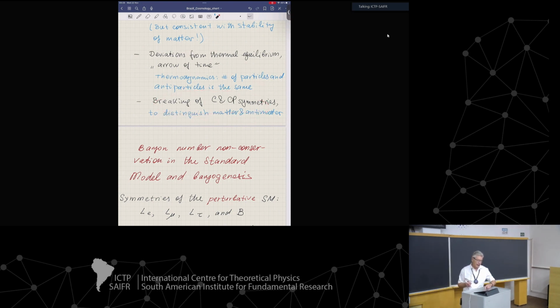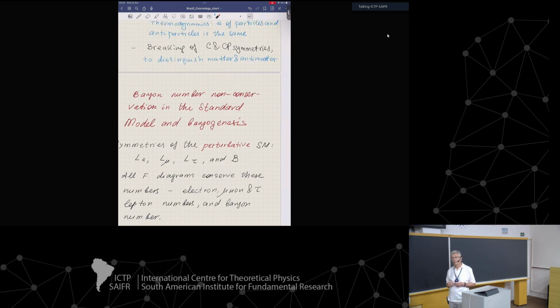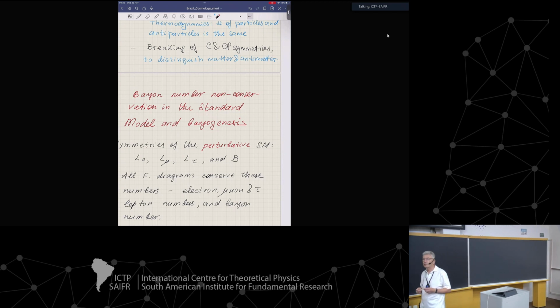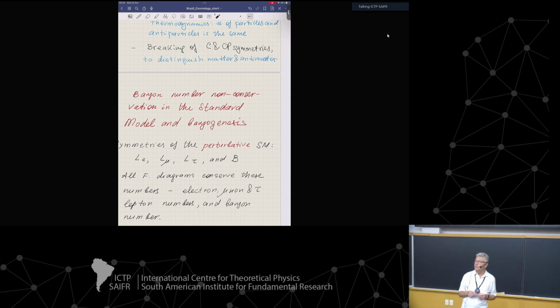we need the breaking of C and CP symmetries. Why do we need that? We need that because if C or CP symmetries were intact, there is a transformation which changes nucleons to anti-nucleons. There is no difference between them, and then all reactions with particles and antiparticles have the same probabilities.